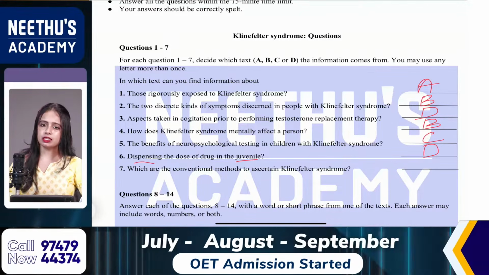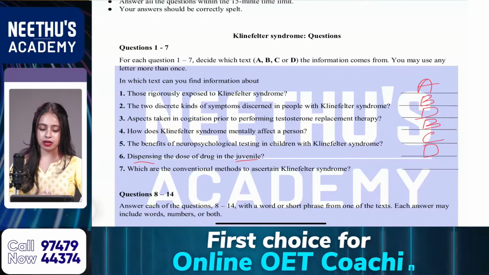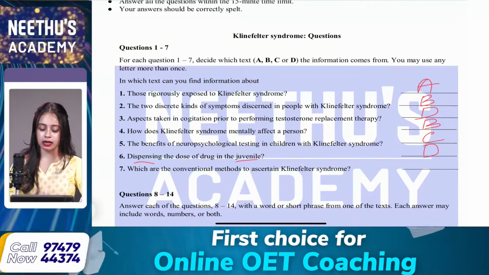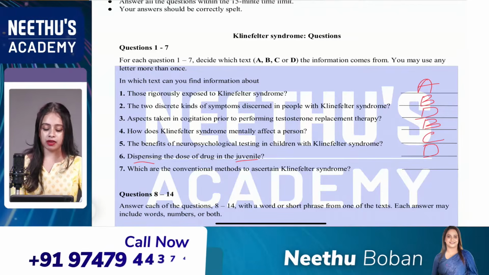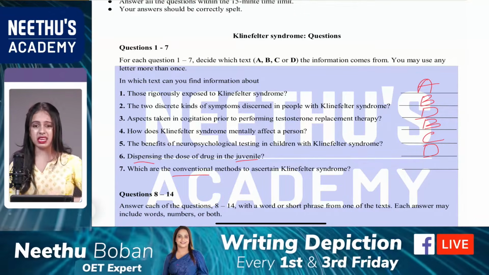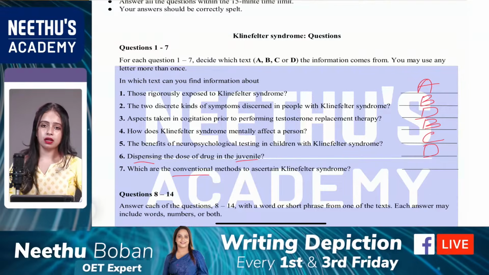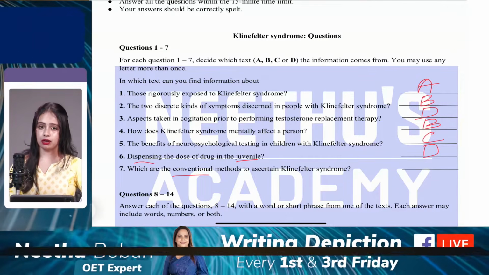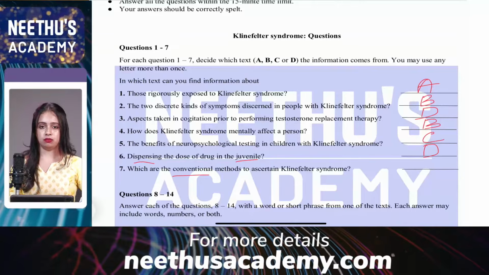So what about the last one, the seventh one? Which are the conventional methods to ascertain Klinefelter syndrome? Conventional actually has a lot of meanings: traditional, natural, usual, mostly used.